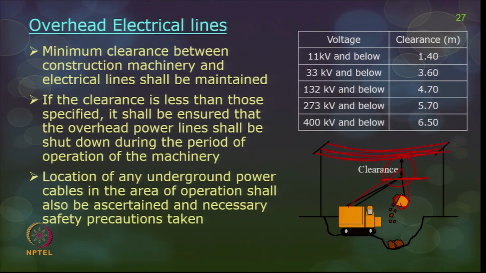As per the IS code, the guidelines are: for 11 kilowatts and below, 1.4 meters; 33 kilowatts and below, 3.6 meters; 132 kilowatts and below, 4.7 meters; 273 kilowatts and below, 5.7 meters; 400 kilowatts and less, 6.5 meters clearance is supposed to be maintained. If you do not have adequate space for clearance and it is less than specified, then it should be ensured the power coming onto the power lines is shut off or de-energized, and only then should you go for operating the machinery.